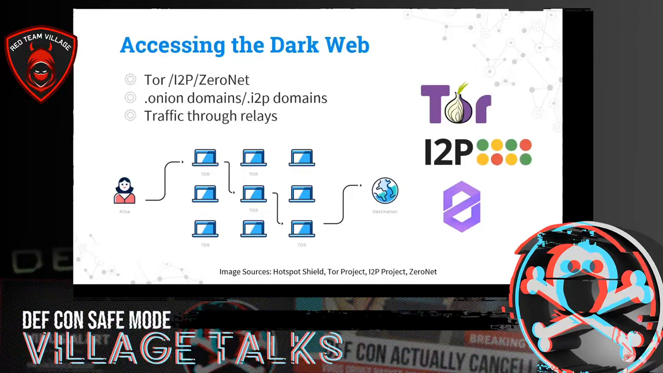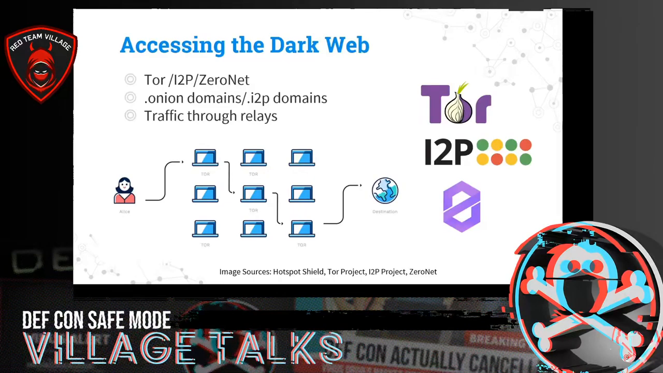So it hides your identity. It hides your IP address. And these nodes are volunteer based systems. Tor has about 6,000 relays. And I don't know the number for I2P, but it is also becoming more popular nowadays.